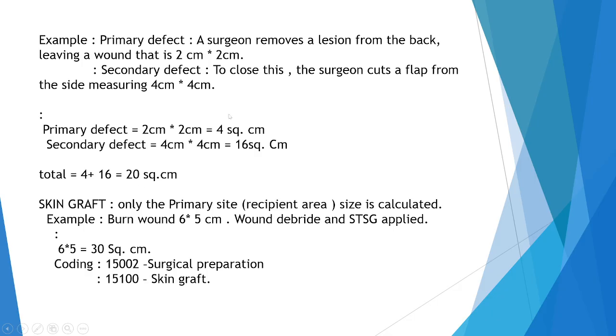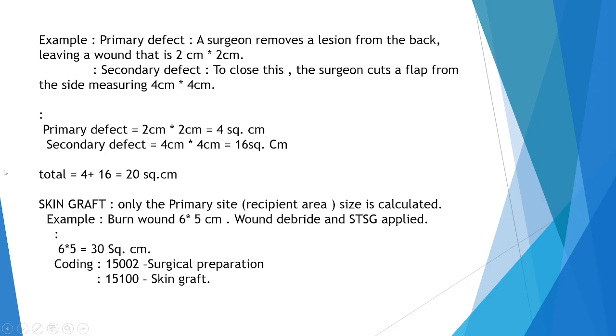So after calculating the area of the primary and secondary defect, we have to add the primary defect area and the secondary defect area. So the total how much? 4 plus 16 is equal to 20 square centimeter. So this is the total defect size.